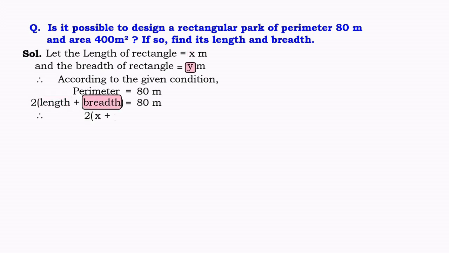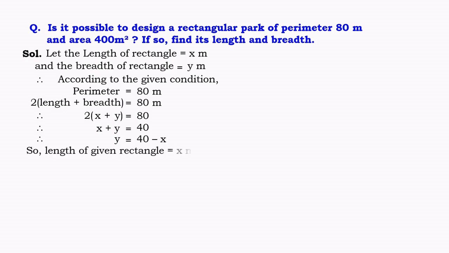Substituting the assumed values, we get 2 multiplied by x plus y equals 80. Dividing both sides by 2, x plus y equals 40. Therefore, y equals 40 minus x. So, if the length is x meters, then the breadth must be 40 minus x meters.